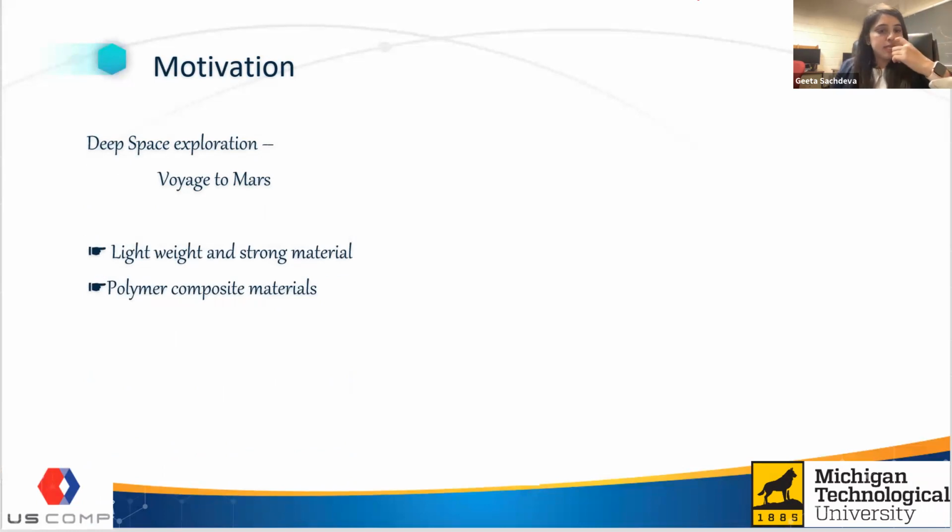The motivation for this project is to send humans to Mars, which is not for a year or 2 years, but more than 20 years. For that, we need large storage capacity and strong materials to sustain conditions on Mars. So the NASA Research Center has initiated this work.